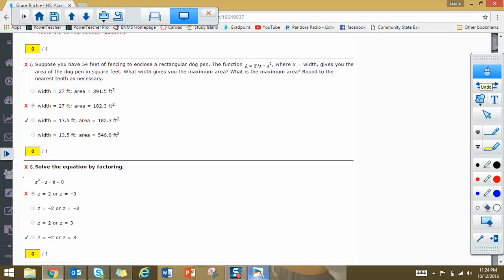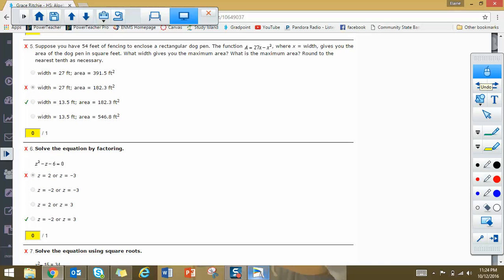Okay, number 5 asks, it's a kind of a story problem here. Suppose you have 54 feet of fencing to enclose a rectangular dog pen. It gives you the area equation, and it asks what width gives you the maximum area. So what we want to do here is just factor this equation.